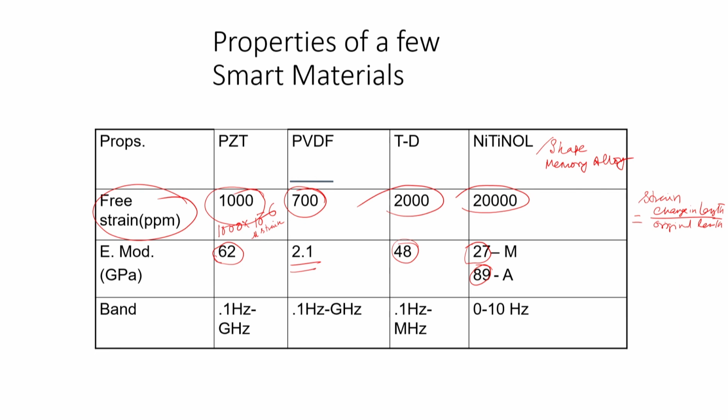Another important thing is their bandwidth. Piezoelectric material has the largest bandwidth. High bandwidth signifies very fast response time. So, PVDF is also equally high bandwidth, very low response time. These fellows are a little bit slower and SMAs are the slowest.